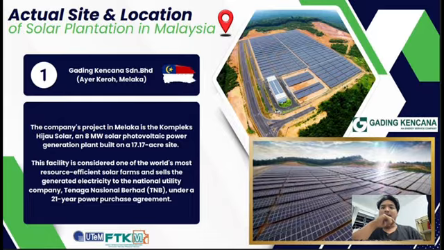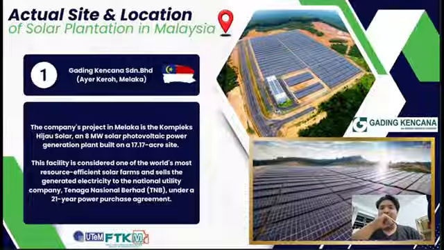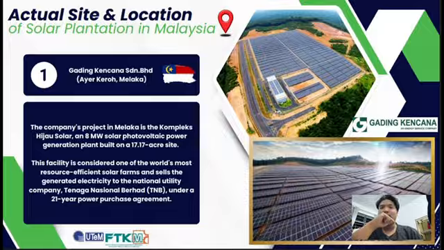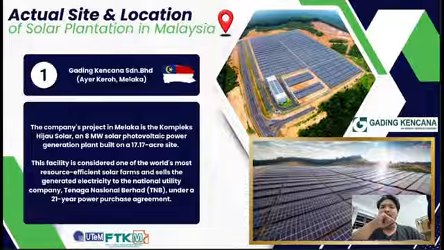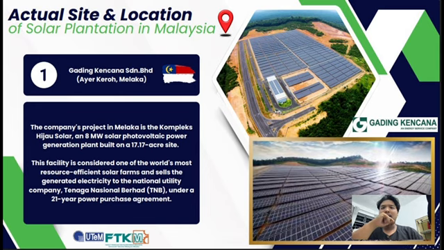We begin in Melaka with the Gading Kencana Sendirian Berhad project, Komplek Hijau Solar. This facility boasts an 8 MW photovoltaic power generation plant built on a 17.7 acre site. It's recognized as one of the world's most resource efficient solar farms. Its generated electricity is sold to Tenaga Nasional Berhad, which is TNB, under a 21-year power purchase agreement, which is PPA, securing a long-term supply for the grid.